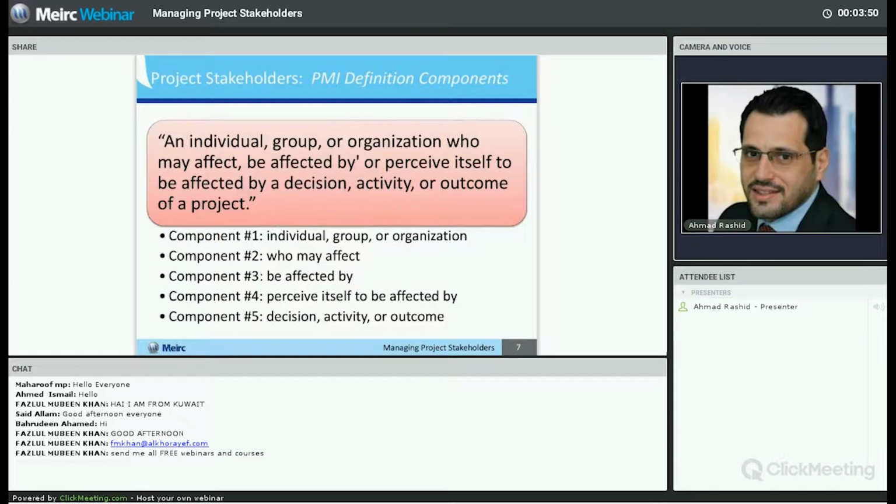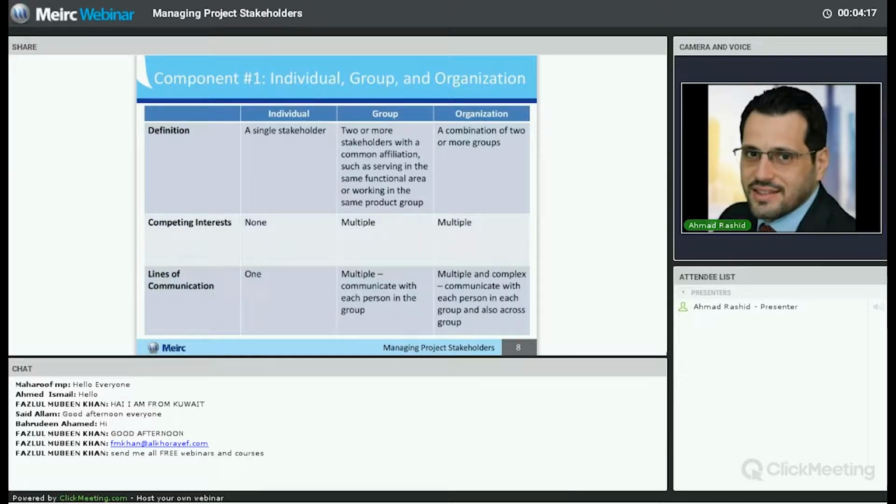If you look into this definition, we can break it down into 5 components. And I want to concentrate on it because it really covers all aspects of project stakeholders management. So component 1, they are referring to individuals, groups, or organizations. And then they move into stating that these groups of humans may affect, be affected by, or perceive themselves to be affected by a certain decision, activity, or outcome. So let me go through all these components and quickly give you a brief on each one so that you clearly understand what we mean by project stakeholders.